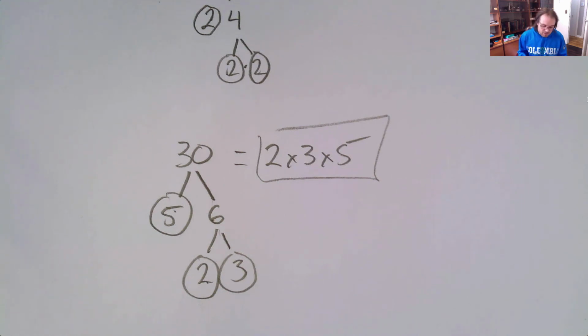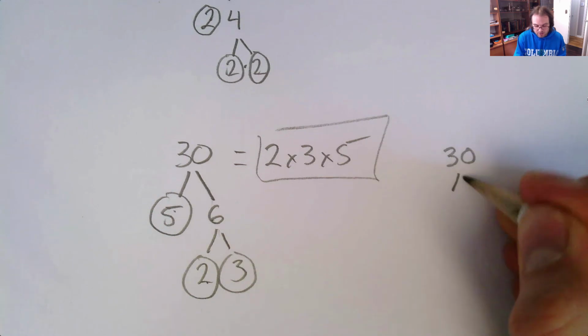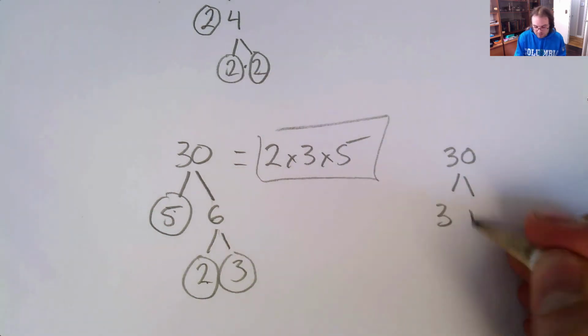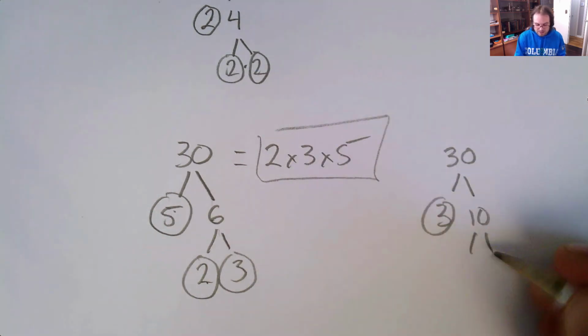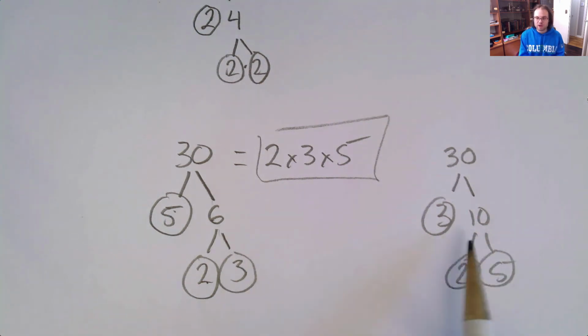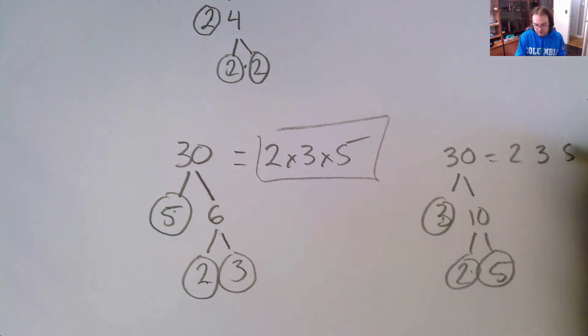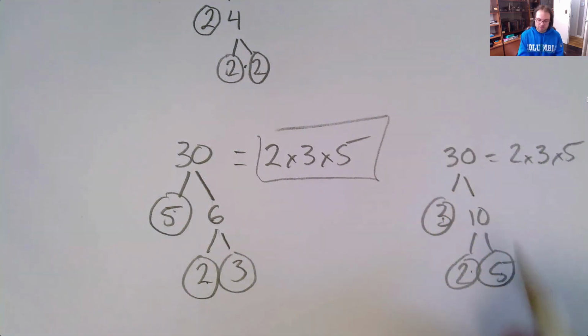Now, some of you might have done it a different way for 30. We could have looked at 30, and we could have gone this way. We could have gone 3 times 10. Circle 3, and 10 is 2 and 5. Well, I look at that. Doesn't matter which way I do it, I divide it, I'm always going to get the same prime factors. 2, 3, and 5 all multiplied together gives me my prime factors of 30. And that's how we find prime factors.